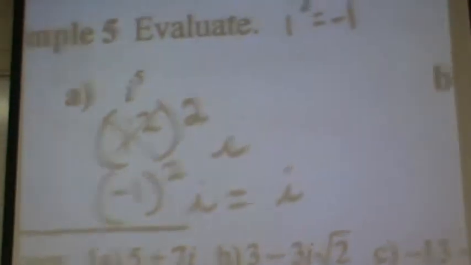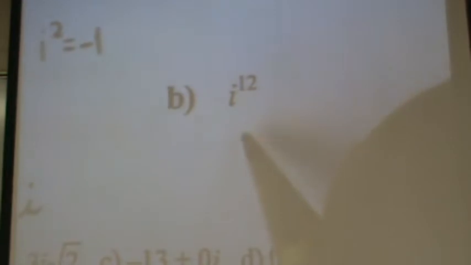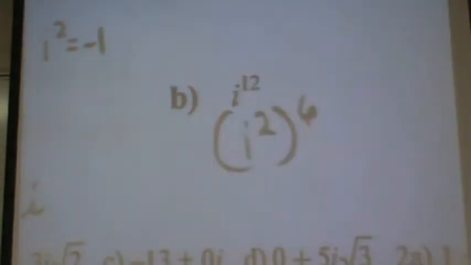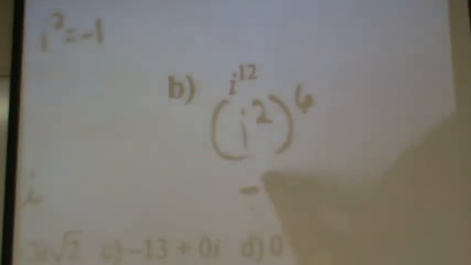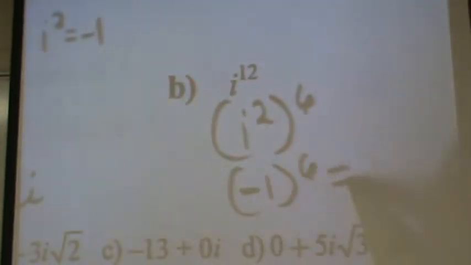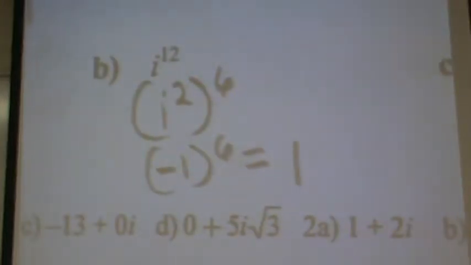Okay, how about B? This one is going to be even. So we're going to have 6 outside. What's another name for i squared? -1 to an even power is +1. You get this?